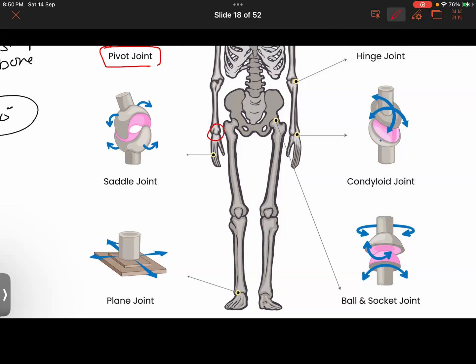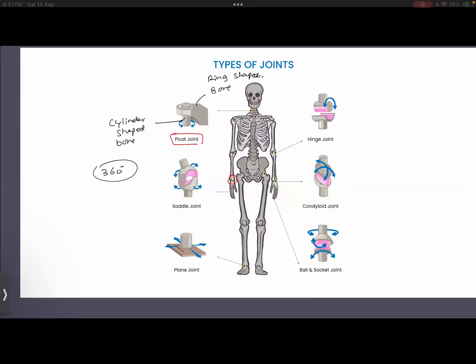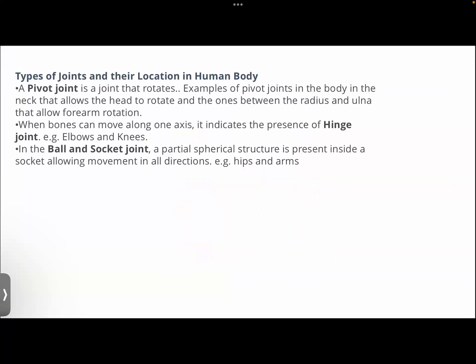Here also we are able to rotate it. Just try to rotate your wrist. You will be able to rotate your wrist. Getting it, guys? You will be able to do a rotation in your wrist also. So there also the pivot joint is present, where a cylindrical shaped bone moves in another ring shaped bone. So that is the case of the pivot joint here. Hope it is clear.